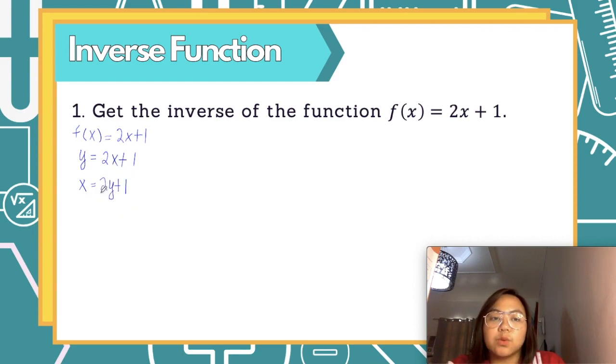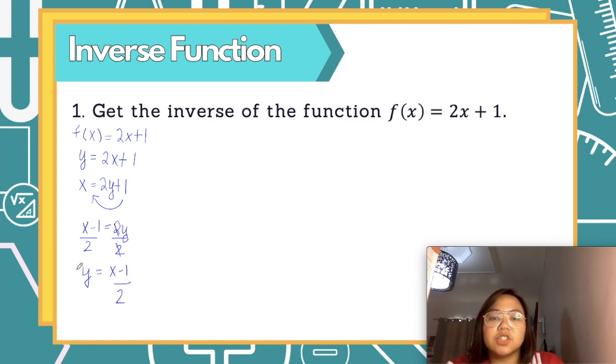And after that, we will be solving for y, or we have to isolate y. So, to isolate y or to solve for y, we have to transpose positive 1. So this will be x minus 1 is equal to 2y. And then we divide both sides by 2. So this will be cancelled out. And this will be y is equal to x minus 1 over 2.